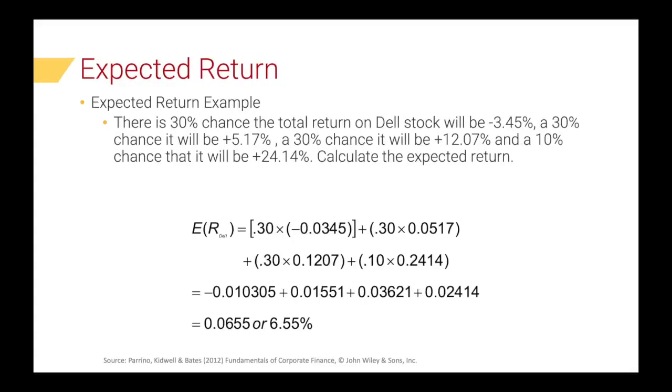Expected return. There is a 30% chance that the total return on a Dell stock will be negative 3.45%, a 30% chance it will be plus 5.17%, a 30% chance it will be plus 12.07%, and a 10% chance that it will be plus 24.14%. Therefore, calculate the expected return. This is an example of calculating the expected return with the probabilities as well as the percentages.